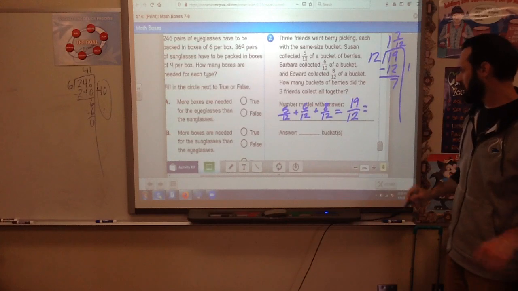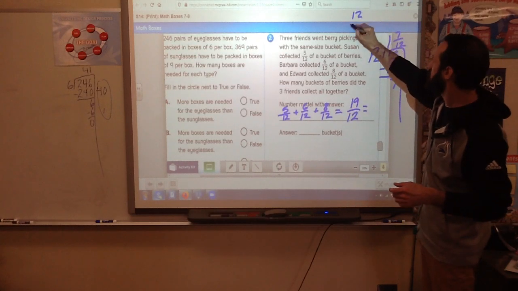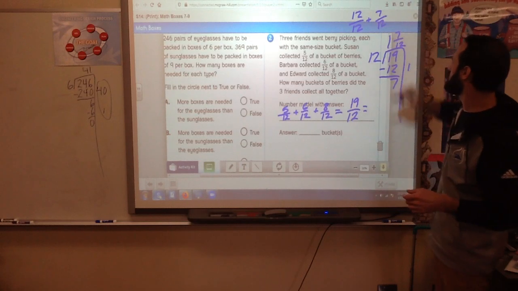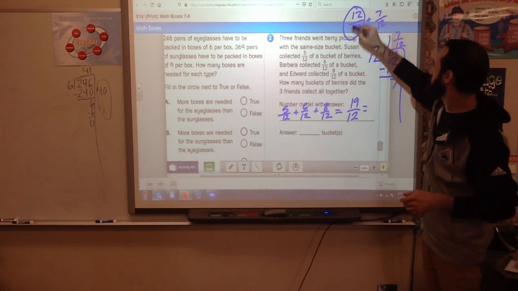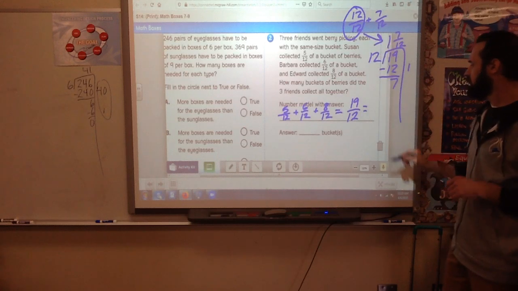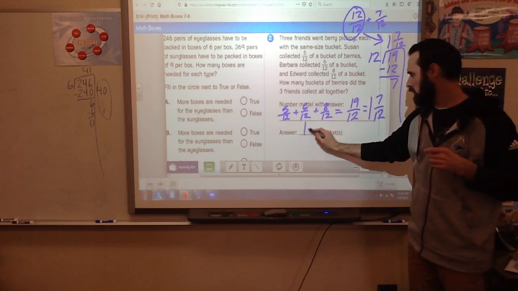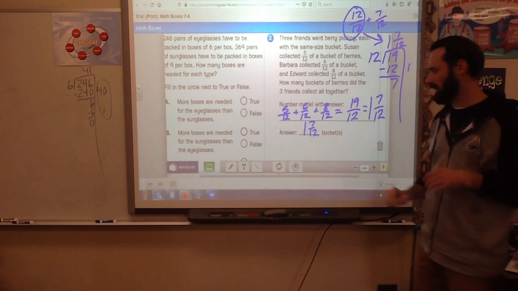So another way to think of that is, you have 12 twelfths plus 7 twelfths, and this 12 twelfths is the same as the 1. So 1 and 7 twelfths. 1 and 7 twelfths buckets.